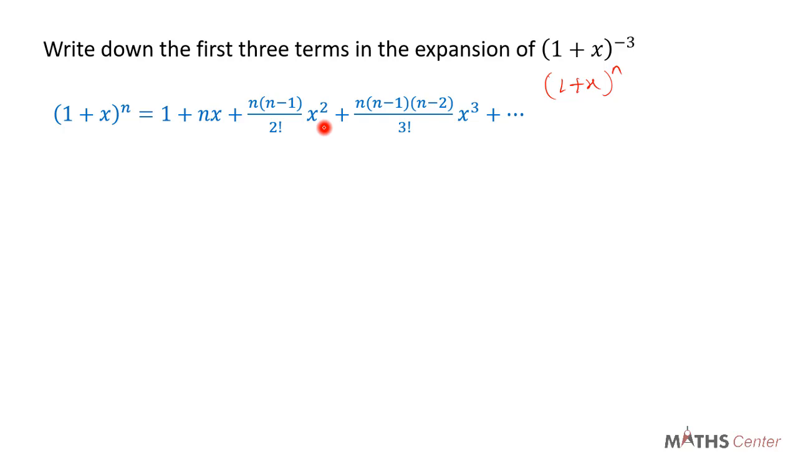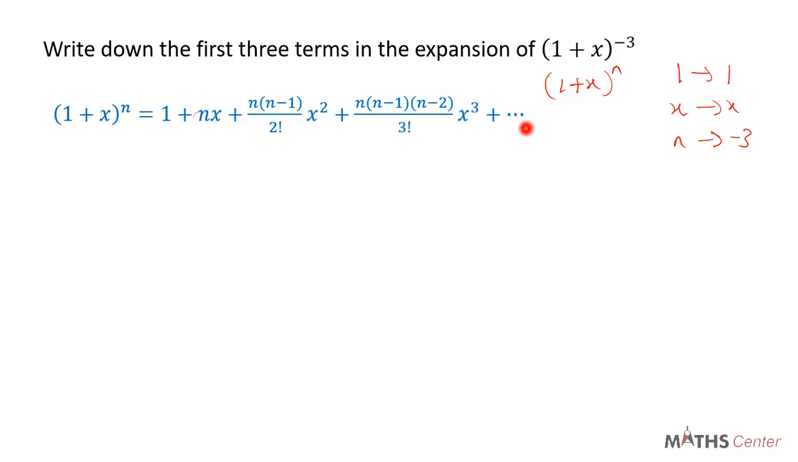When we compare (1 + x) exponent n to (1 + x) exponent negative 3, we can see that the first term 1 is 1, the second term x is x, and the exponent n is negative 3. So we will substitute this into our formula here. Remember that we are writing only the first 3 terms. So the first term, the second term, and the third term. Then after that, we will bring the 3 dots to show that other terms also follow.